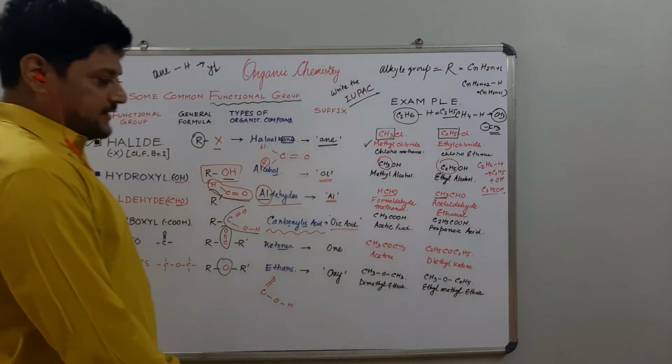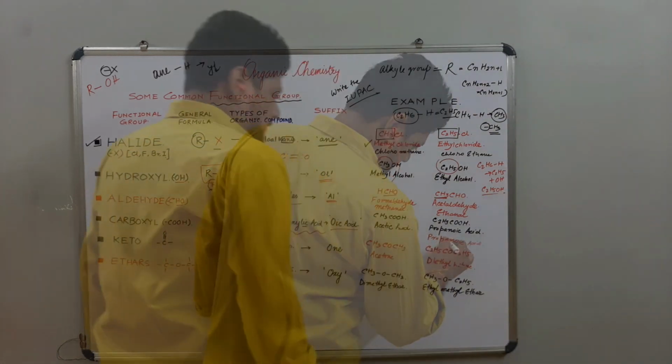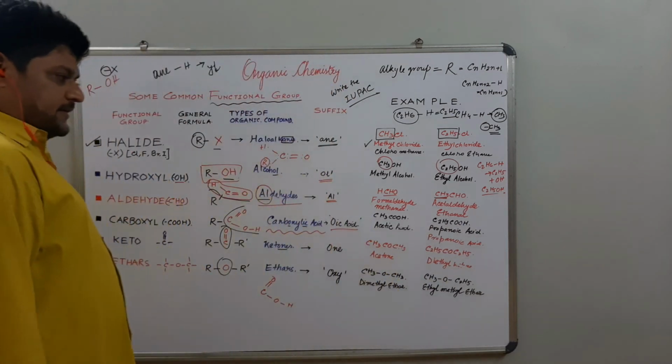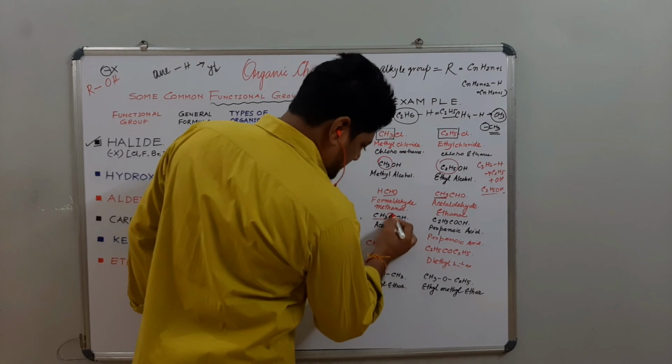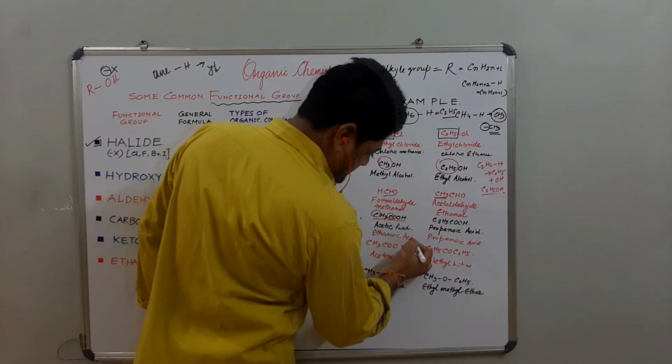C2H5COOH is propanoic acid. The IUPAC name of this C2H5COOH is propanoic acid. This is CH3, then COOH. Here 2 C are present, so it is ethanoic acid. The IUPAC name is ethanoic acid.